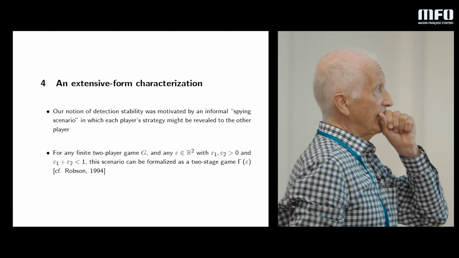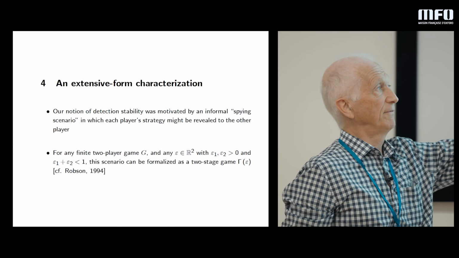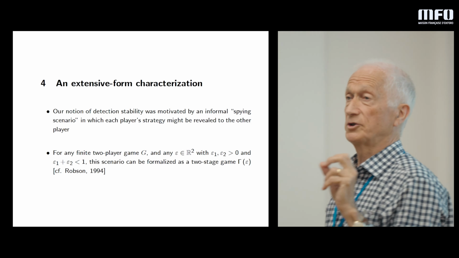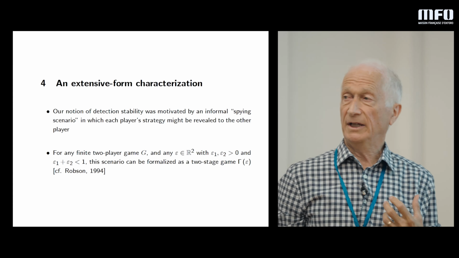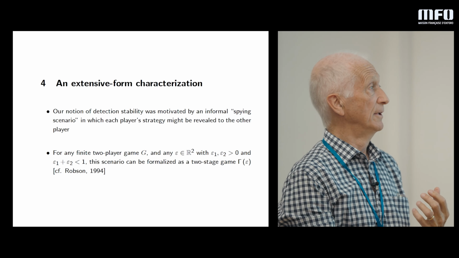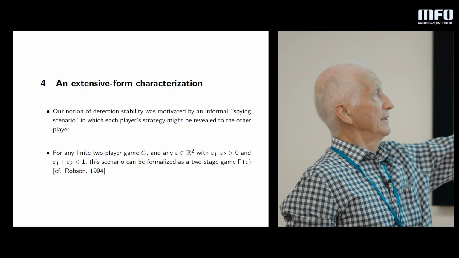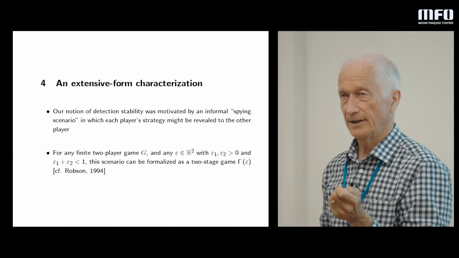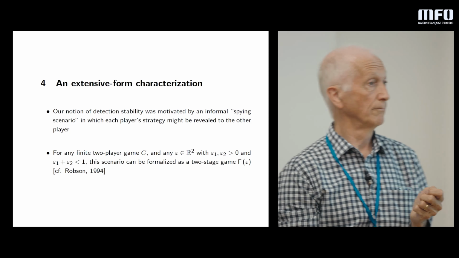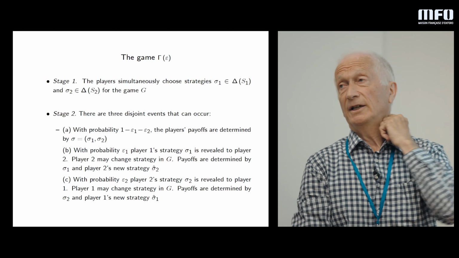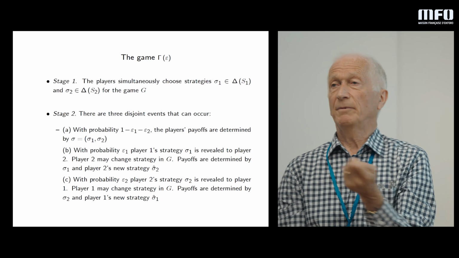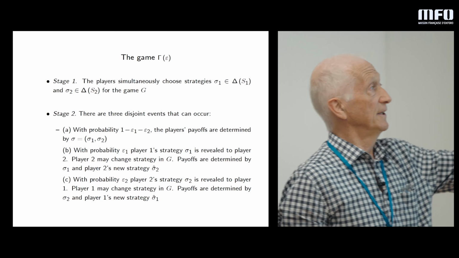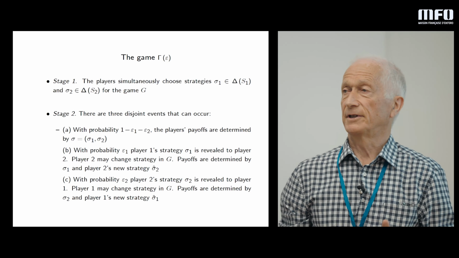And in this spy scenario, you start with any finite two-player game G, and then you choose some numbers epsilon 1 and epsilon 2 that are small, positive. These are the risk of being discovered for the two players. And this scenario that we'll write down now is a scenario that Robson had also, but he discussed a slightly different question, which I will come back to. So the game now is like this, that in stage 1, each of them has to choose a mixed strategy to use in the game G when they play it. That's stage 1. In stage 2, there are 3 disjoint events that can occur.